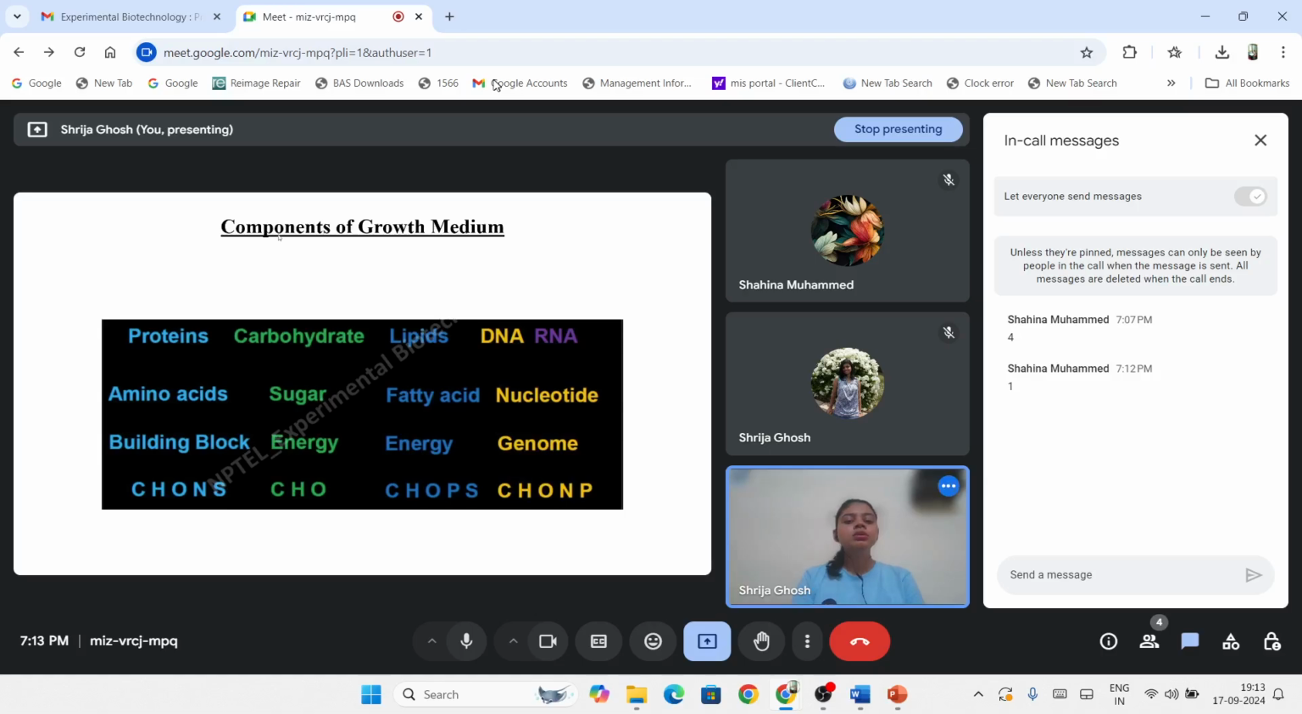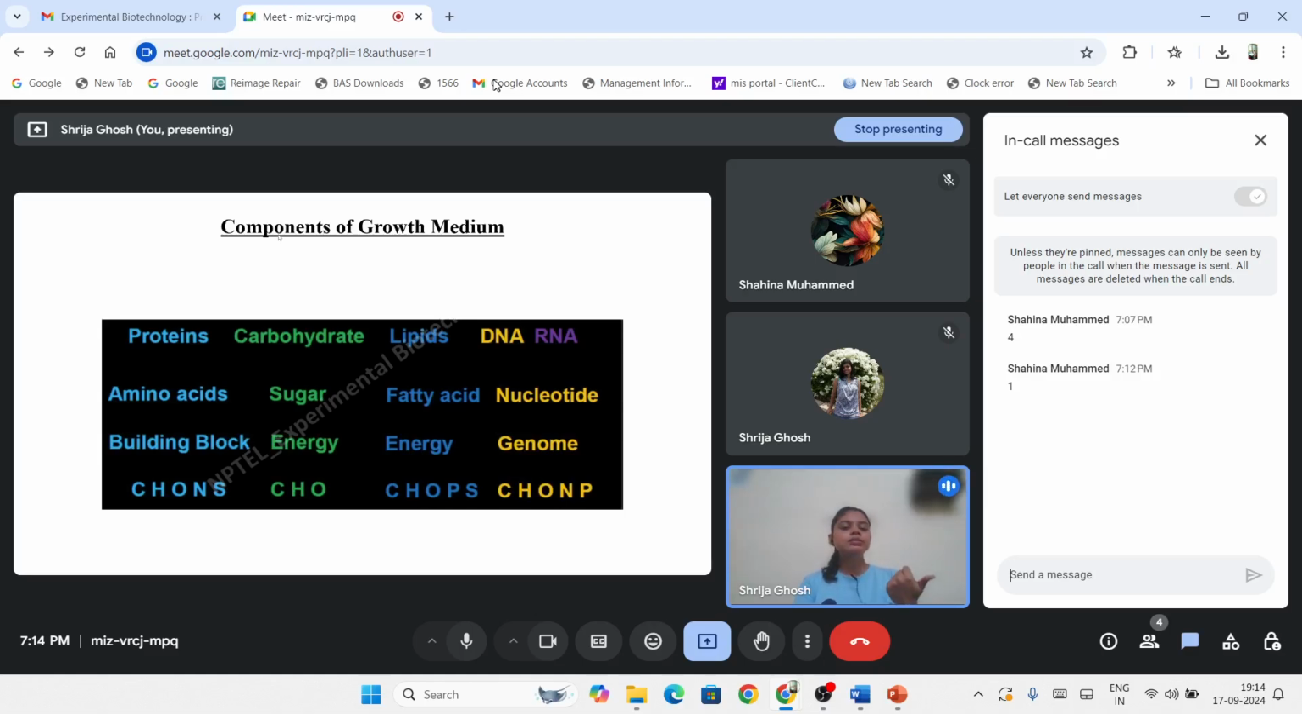Then we need fatty acids. Why do we need fatty acids? Because all the membranes are composed of fatty acids, so lipids and fatty acids are important. Then we need proteins, because all the proteins that are present in the body have to come from somewhere. So a source of protein or source of amino acids is necessary. Amino acids are the building blocks of protein. Once amino acids are there, they can join together to form a protein, right?